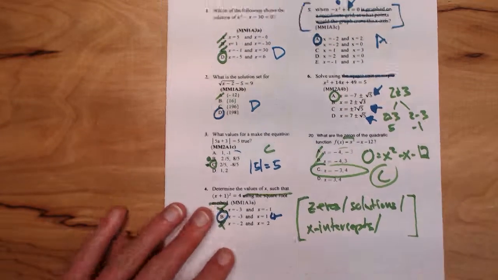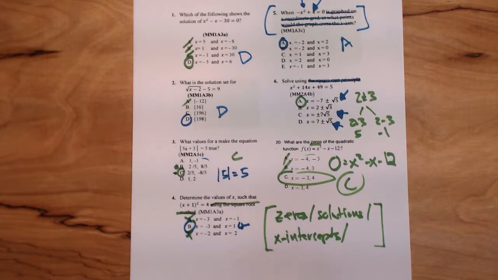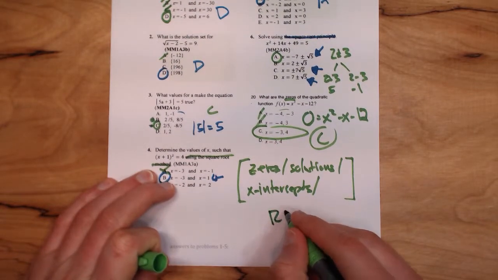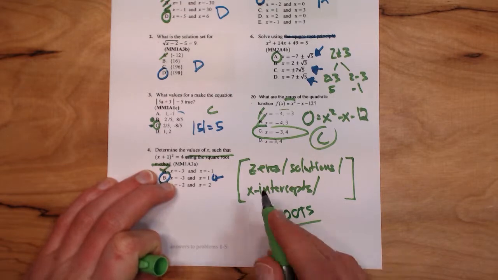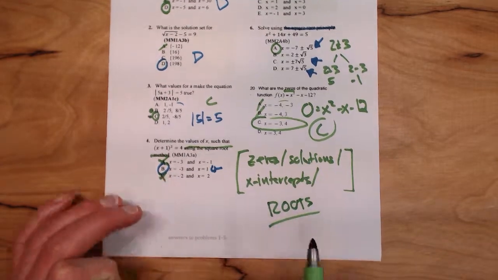So that is plugging in the answer, worksheet number 1. Right, and these are also called roots. Can't believe I forgot that. So we have zeros, solutions, x-intercepts, and roots. There you go.